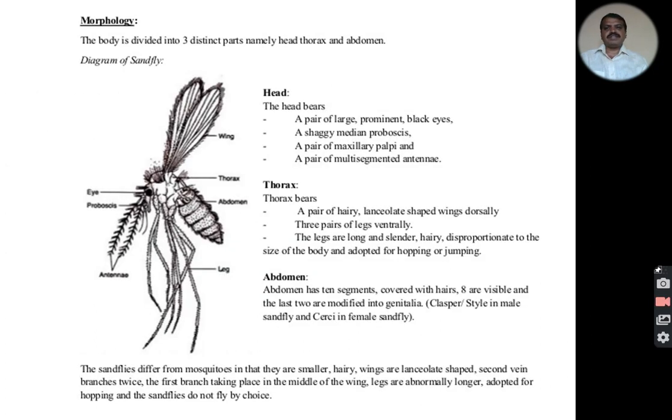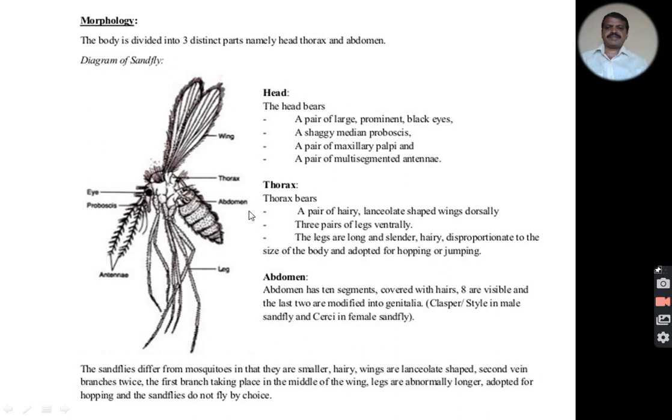If you get into the morphology, this is the sandfly. This slide shows the diagram and the explanation of the morphology. So the body is divided into 3 distinct parts, that is the head, thorax and abdomen. In the head, you can see the head bears a pair of large black eyes, and a sharply pointed median proboscis. The head is produced into a tubular portion, called the proboscis, a pair of maxillary palps as a sensory structure, and a pair of multi-segmented, hairy antennae as sensory structures.